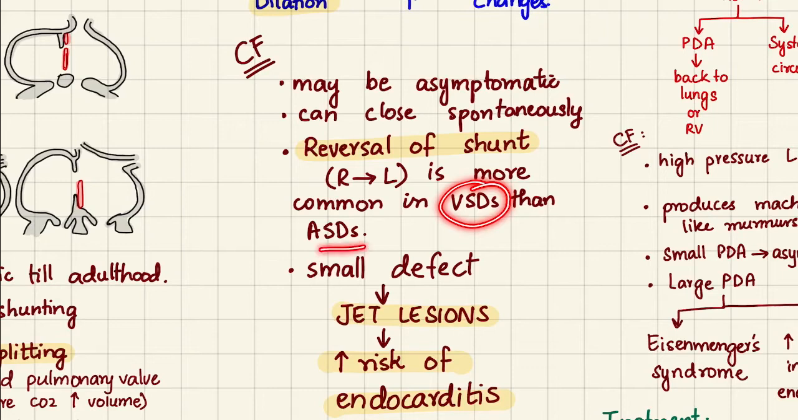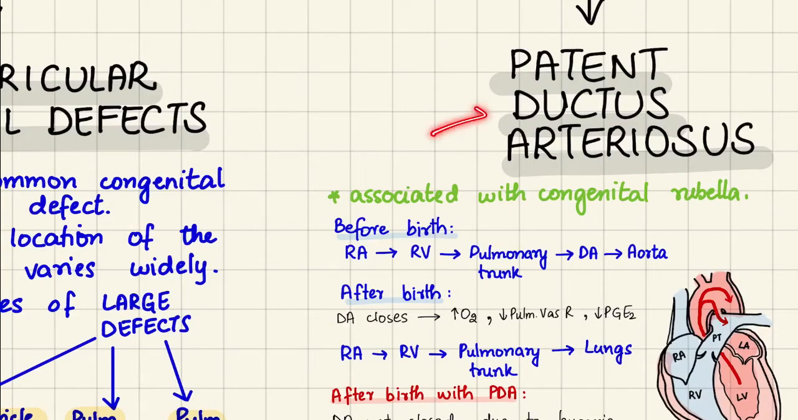And also, if these defects are smaller, and mostly they occur on the top of the septum, where the area is membranous and not that muscular, they are going to form jet lesions. That is, if we have a small opening, they are going to form jet-like blood flow, and when this jet of blood hits the right ventricle, that is going to increase the risk for endocarditis because of damage to the endocardium. The next disorder is patent ductus arteriosus.